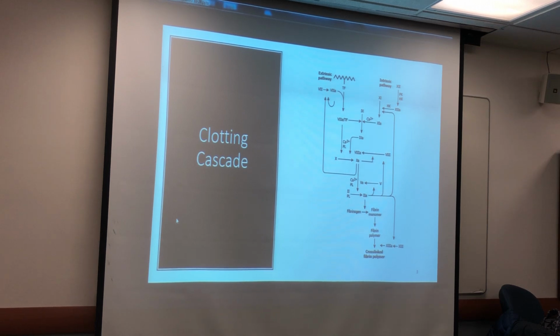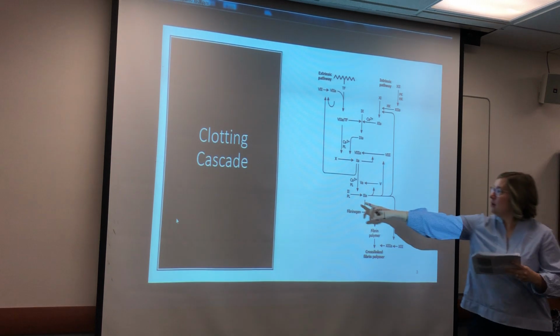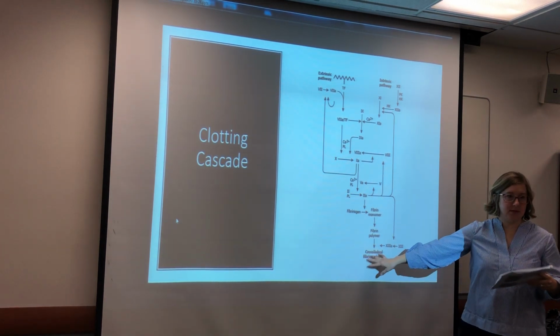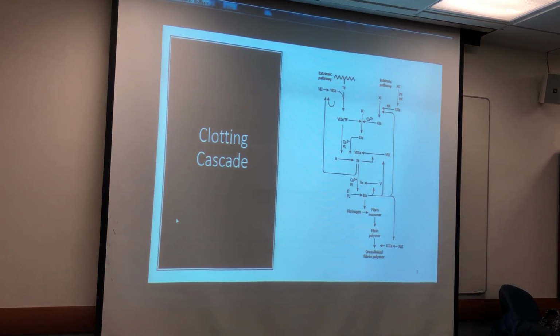On the intrinsic side, that's when there's trauma to blood cells directly, or blood cells are exposed to collagen, and that leads to factor 12 to 12A, and then that causes 11 to 11A, 9 to 9A, which then causes 10 to 10A, and then it's basically the same thing from there. The most important one that we are going to talk about would be factor 2, which is prothrombin to 2A, and that's basically what's causing us to clot at the end.